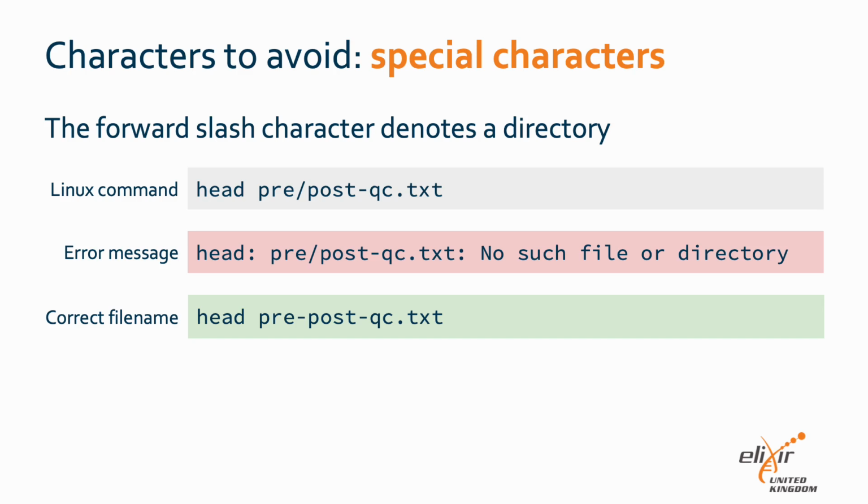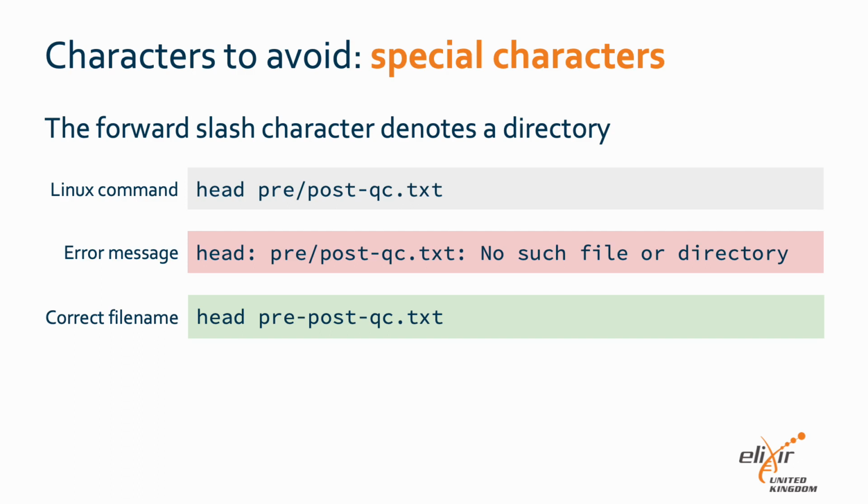Special characters are often assigned special properties or functions in programming languages, and also the operating system. Therefore, their use in file names can cause issues. An example of this is using the forward slash, which is commonly used to denote and delimit a directory name.